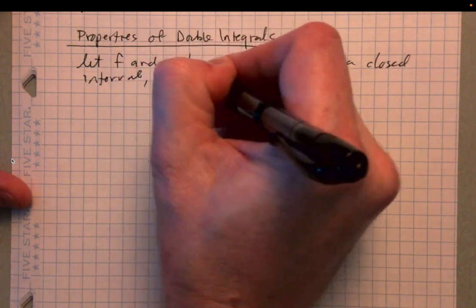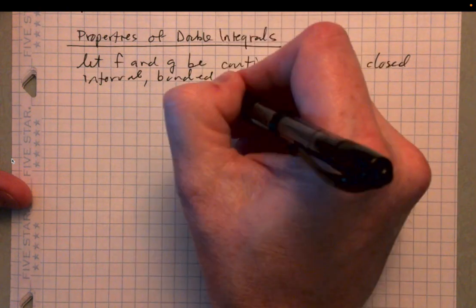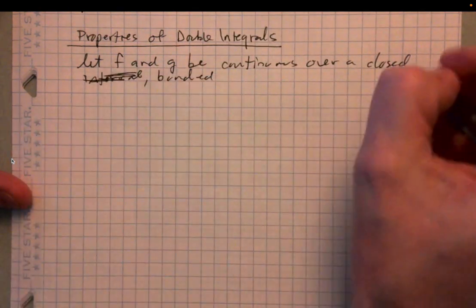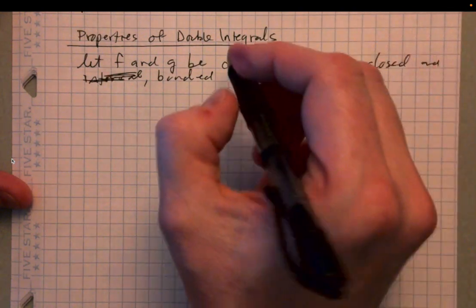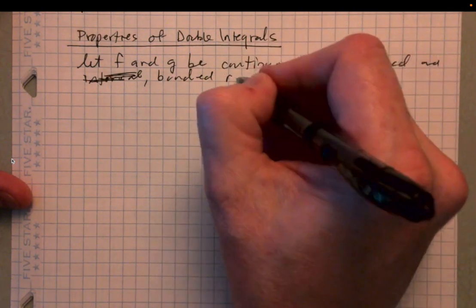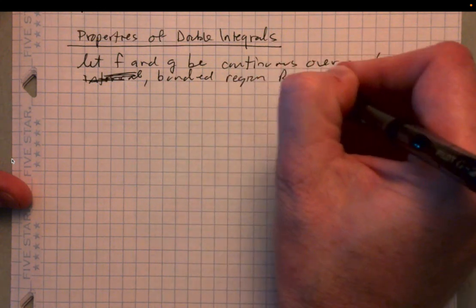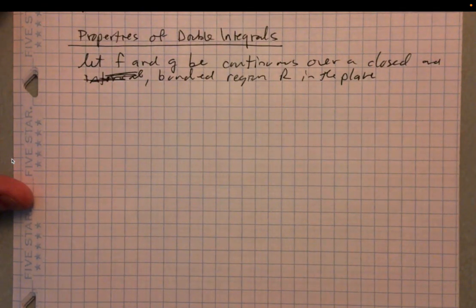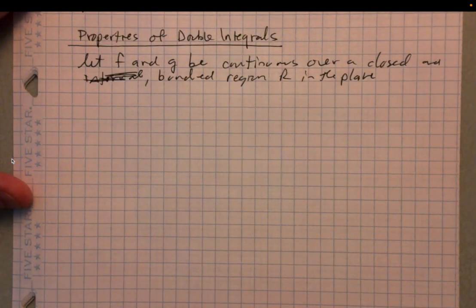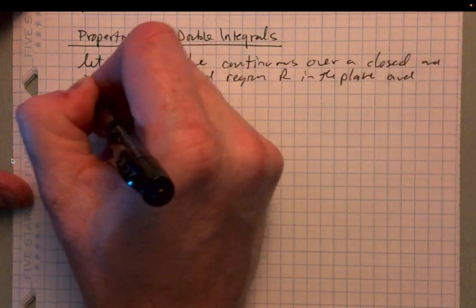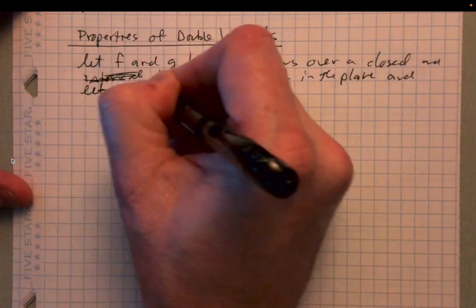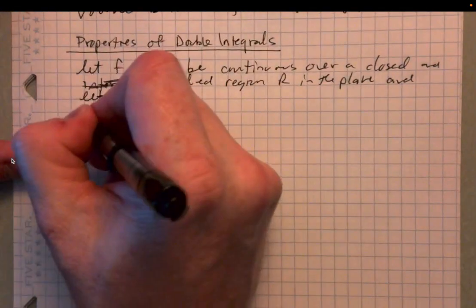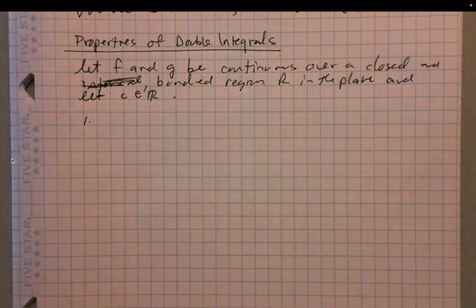Bounded plane. Over a closed, I didn't mean to write interval, closed and bounded region R in the plane. Sorry about that. Let f and g be continuous over a closed and bounded region R in the plane, and let c be a real number constant. Okay, so the following is true of the double integral.